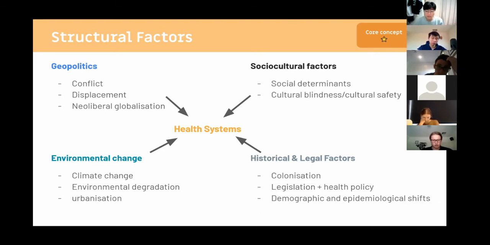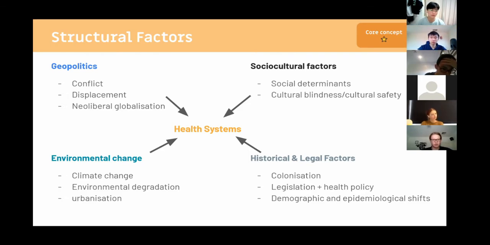Even though you didn't actually do anything, the fact that you didn't do anything in a way could be racist, or not racist, but could definitely be cultural blindness. There's also environmental change, like climate change, which is something that's really big nowadays, and urbanization. All of these affect your health outcomes. And history and legal factors, especially for Aboriginals and Torres Strait Islanders, they have colonization, the legislation, health policies, all of this in the past, but also in the legal system, that's affecting the health system and the health outcomes of some of these people.